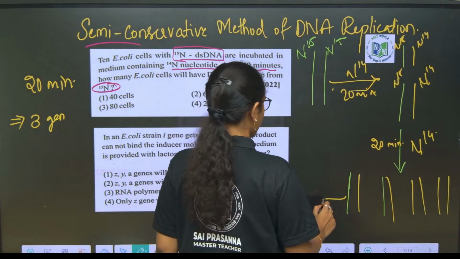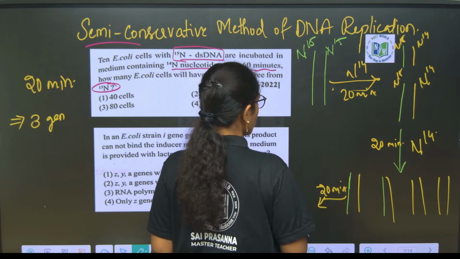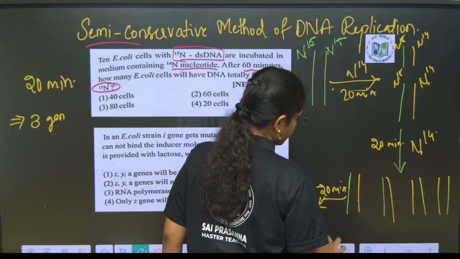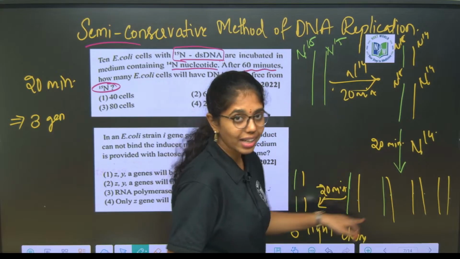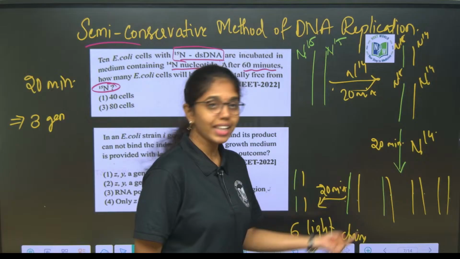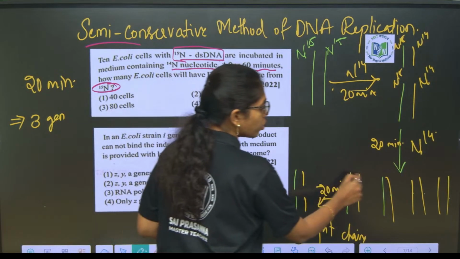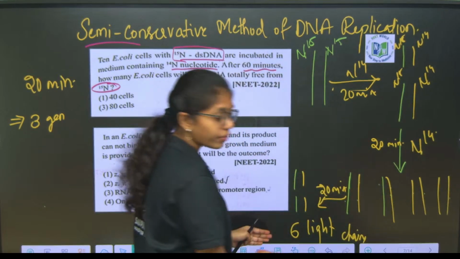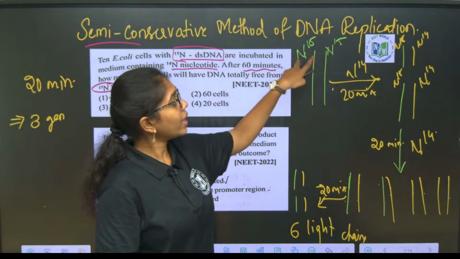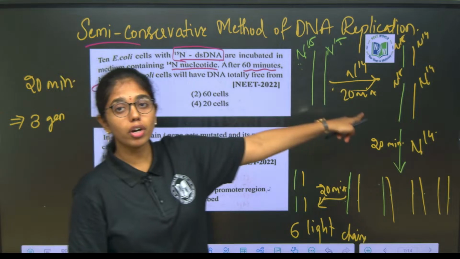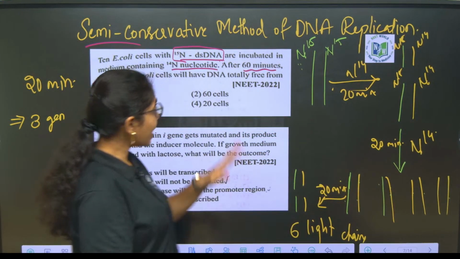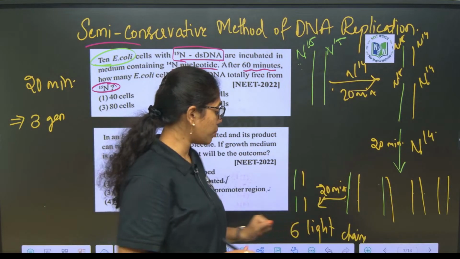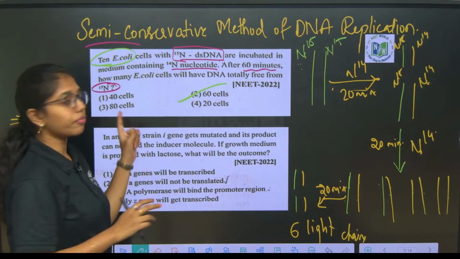When they are further incubated for 20 minutes, it is the same case, you will get 2 hybrid strands and 6 light chains. Just count the parental strands, then you will know how many daughter strands are possible. For each strand there will be one daughter strand after the generation time. Here there are 2 heavy isotopes, so after 60 minutes you will get 2 hybrids and 6 light chains. So if you take 1 E. coli cell and incubate it for 60 minutes in N14 solution, at the end you get 6 light chains. The same holds if you repeat with 10 E. coli cells for 60 minutes. After 60 minutes you can see 60 cells which are totally free from N15 isotope.